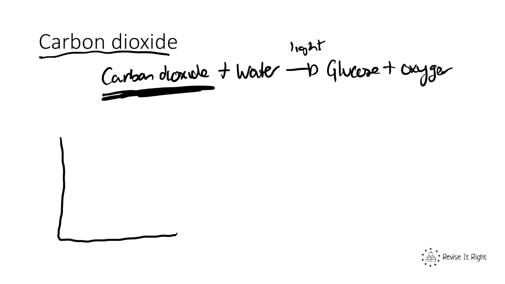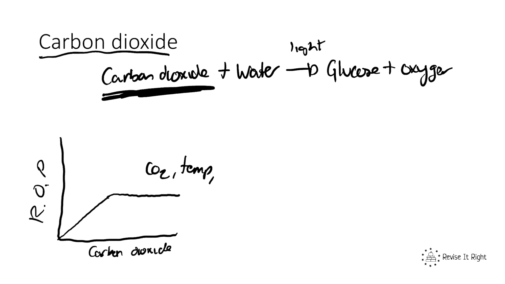If we draw a graph to represent that, it will look the same, with carbon dioxide along the x-axis and the rate of photosynthesis along the y-axis. As we initially increase the amount of carbon dioxide, we increase the rate of photosynthesis. As that then starts to level off, it means something else is now limiting the reaction. It doesn't matter how much carbon dioxide we put in, it's not going to affect it because carbon dioxide is no longer limiting the reaction. It could be temperature, or the amount of chlorophyll, for example. So that is carbon dioxide.